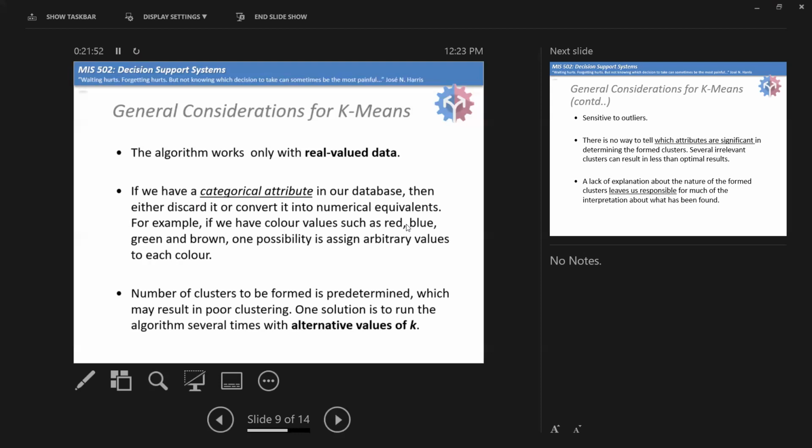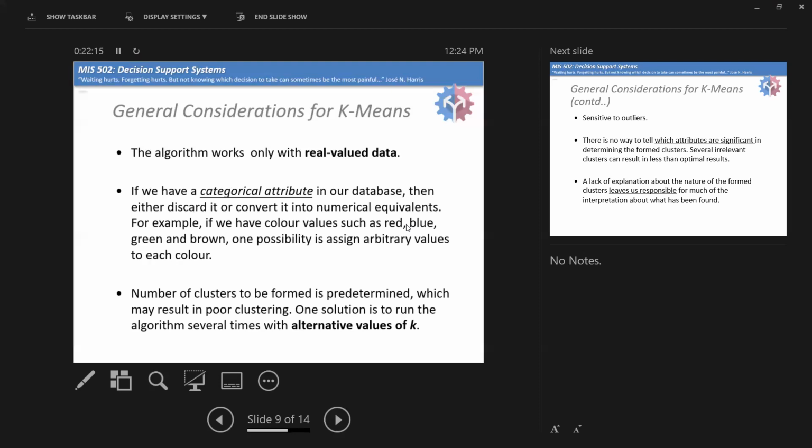Okay. And the example we talked about was colored values. Again, you can arbitrarily assign 1, 2, 3, 4, 5 different values to different colors. The number of clusters to be formed is predetermined. So we know that we started with K equals 2. We just had a discussion whether 3 makes more sense. Some of you are saying maybe 3, right?